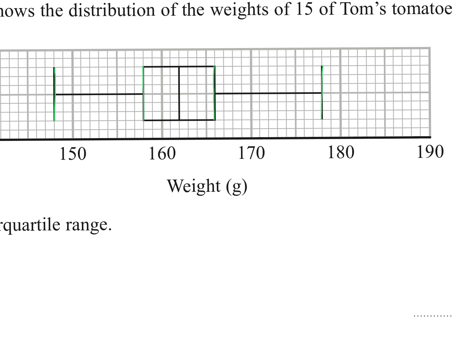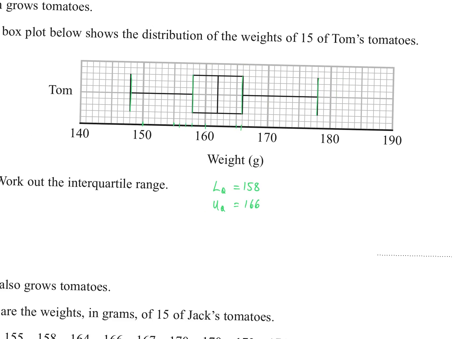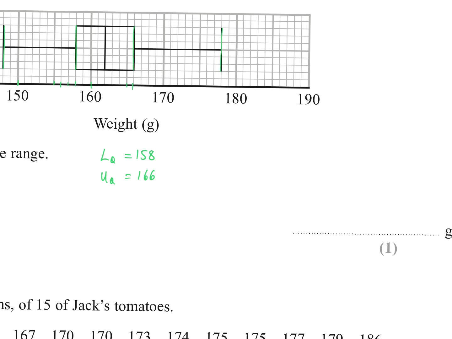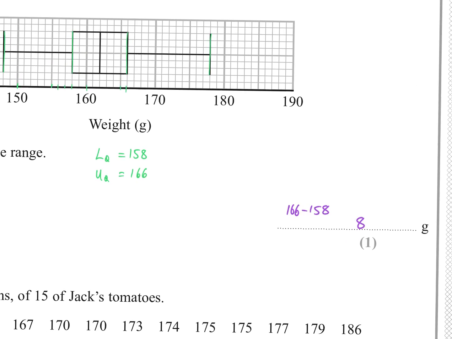Now in this case, we've got 150 here, 155, 156, 157, 158. So the lower quartile is 158, and the upper quartile, this is 160, 165, 166. So the upper quartile is 166. So the first thing we wanted was the interquartile range. So inter means between the quartiles. So we've got 166 minus 158, and that gives us 8. Okay, and that's going to be in grams.